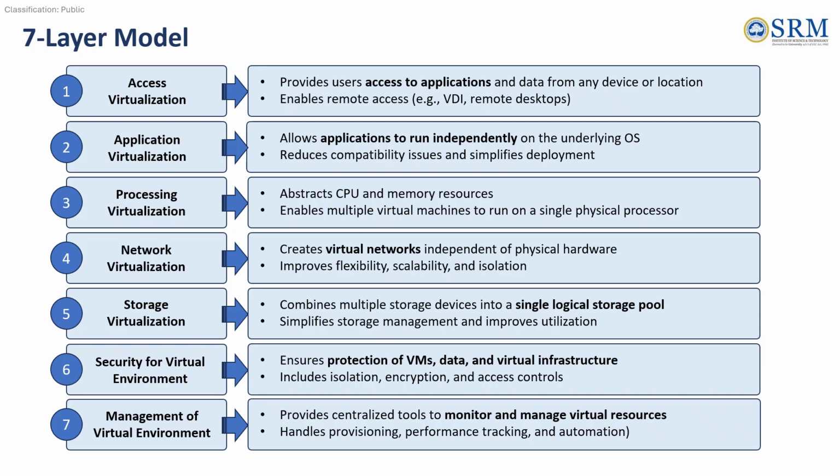This slide explains the 7-layer model of virtualization. The first layer is access virtualization, which allows users to access applications and data from any device or location. The second layer is application virtualization, where applications run independently without depending completely on the operating system. The third layer is processing virtualization, which enables multiple virtual machines to share the same processor and memory resources. The next layer is network virtualization, which creates virtual networks independent of physical hardware, improving flexibility and isolation.